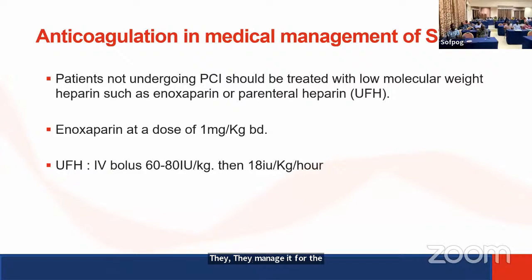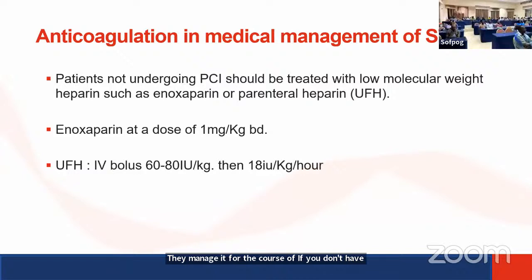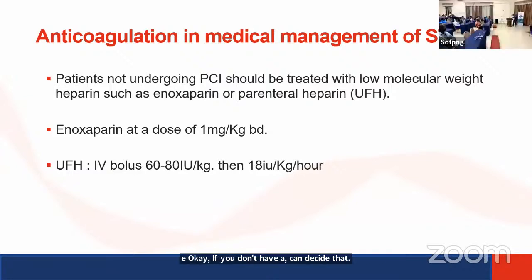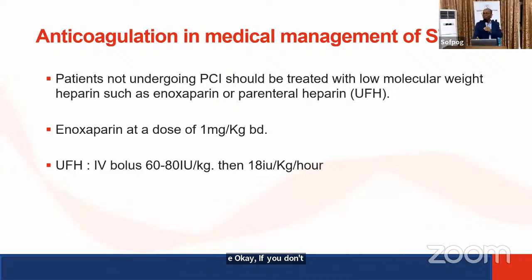If you don't have enoxaparin, you can use heparin. It also works. This is the dosage: a bolus of 60 international units per kg, then you can give 80 international units per kg. If you don't have a perfusion pump, you can decide to give maybe 10,000 or 8,000, depending on the patient's rates.